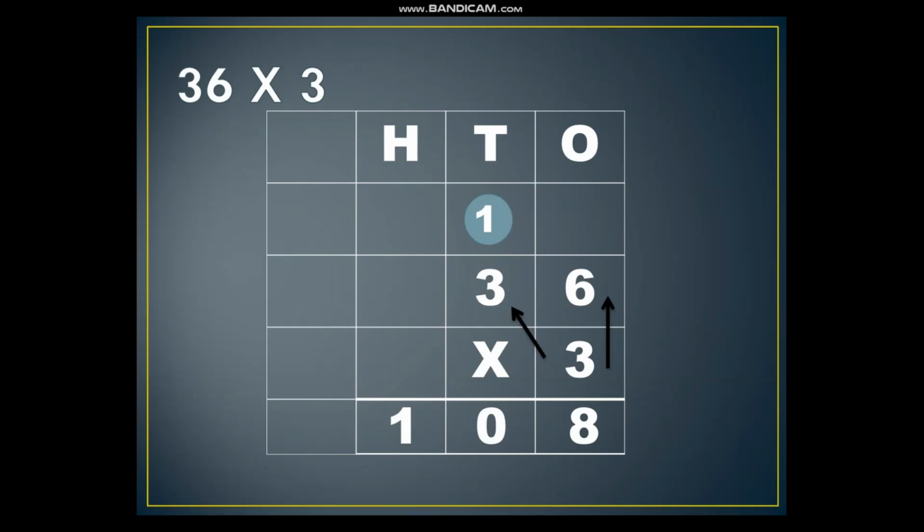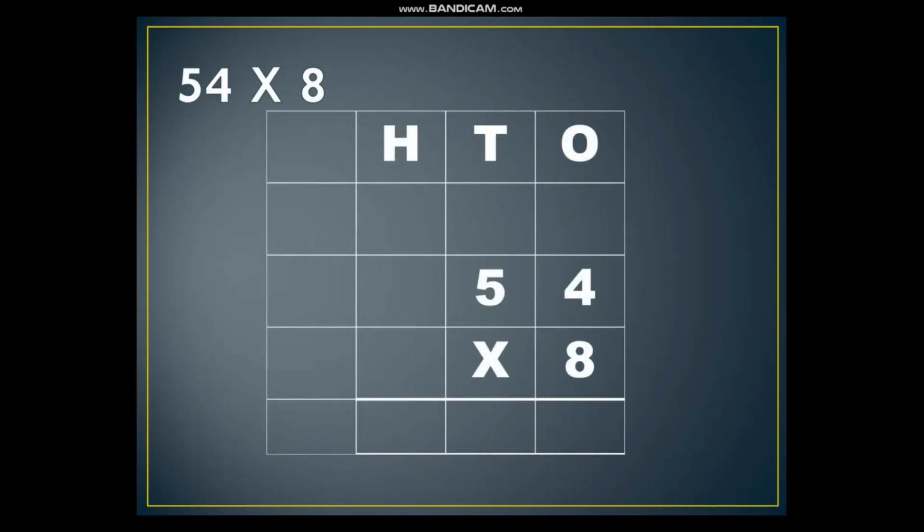Let us do it with one more example. 54 multiplied by 8. Let us see how do we go about it. Again, 8 fours are or 4 eights are is 32. Now 2 will be written here and 3 as carry will go to tens place.